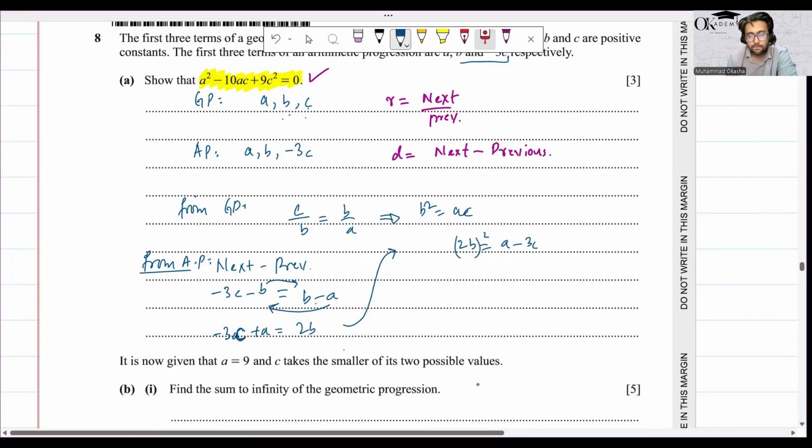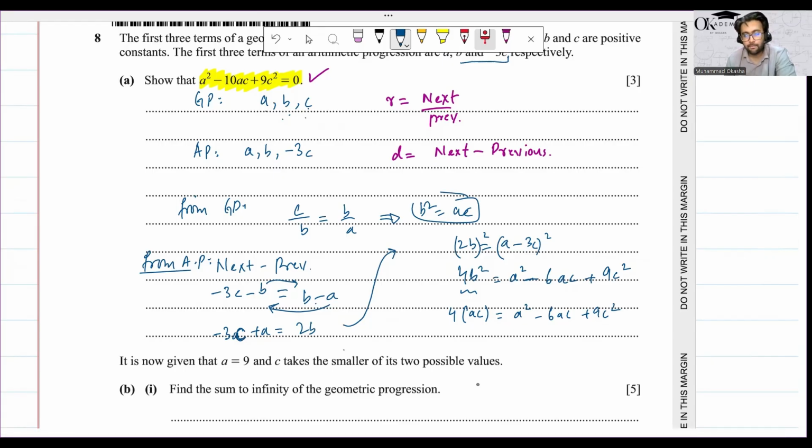Let's square both sides. So this is going to be 4b squared equals a squared minus 6ac plus 9c squared, right? 4b squared, if you notice, we know that b squared equals ac, right? So I can just write 4ac equals a squared minus 6ac plus 9c squared.